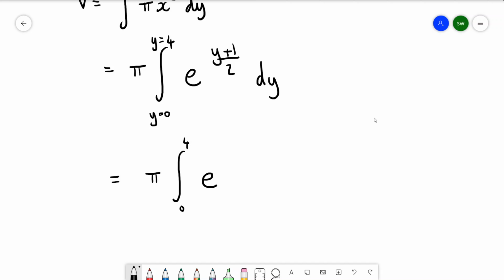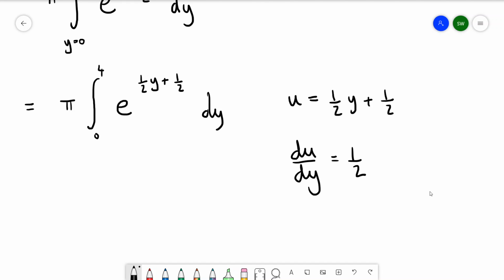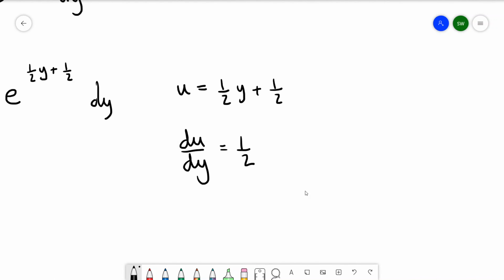So you could write that as e to the power of a half y plus a half, if we just split the power up into two fractions. And then if you wanted to use a formal method, you could use a substitution. So you could let u equal a half y plus a half, so that du by dy equals a half. With the substitution method, we want to change it from a dy integral into a du integral. So if we rearrange this, we'll get dy equals 2 du.